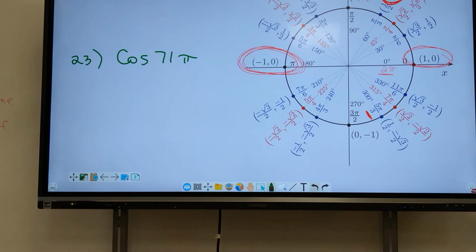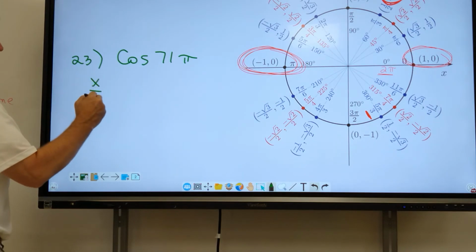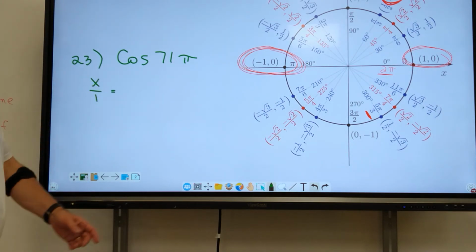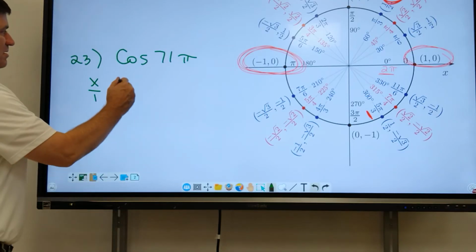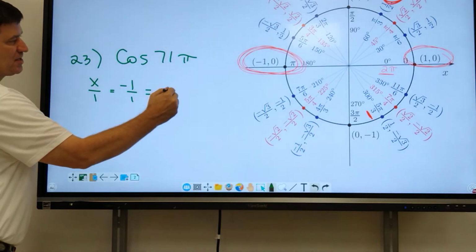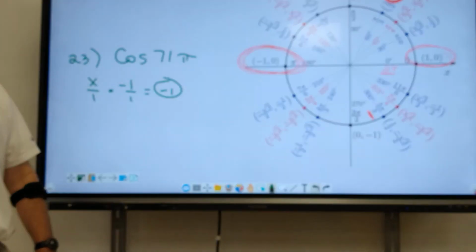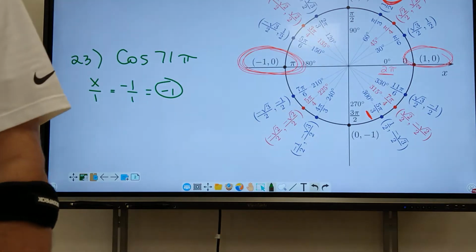All right, so the formula, Jason, what is the formula for cosine? X over 1. These are the easiest ones because look, find your x. When you divide anything by 1, it stays the same. That's just -1. All right, so y'all finish front and back.